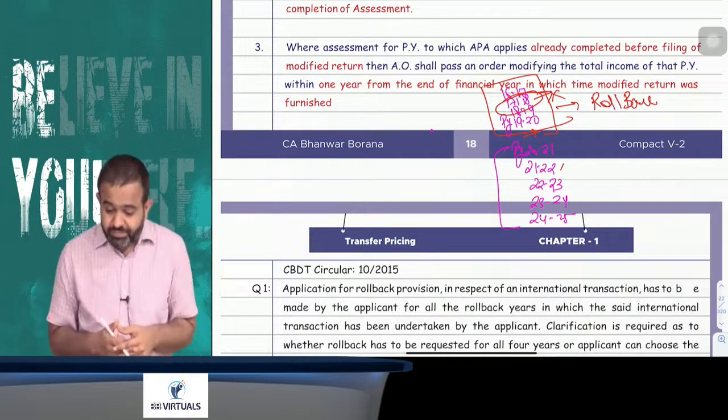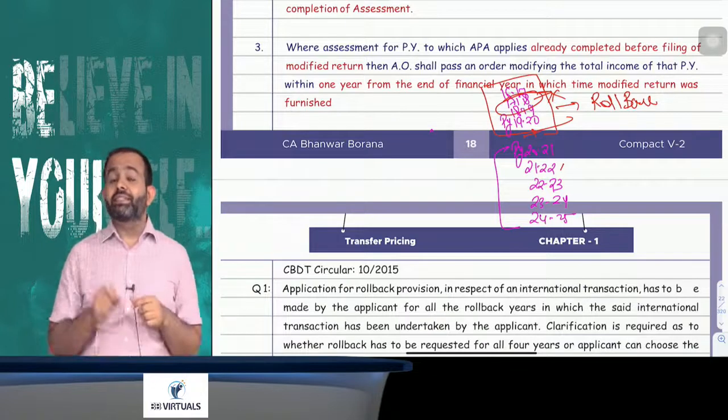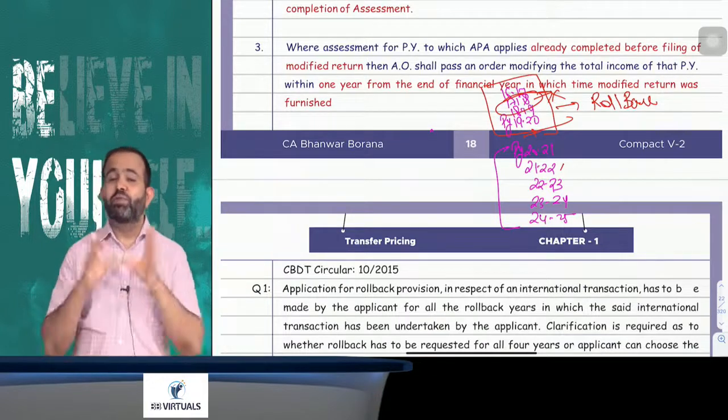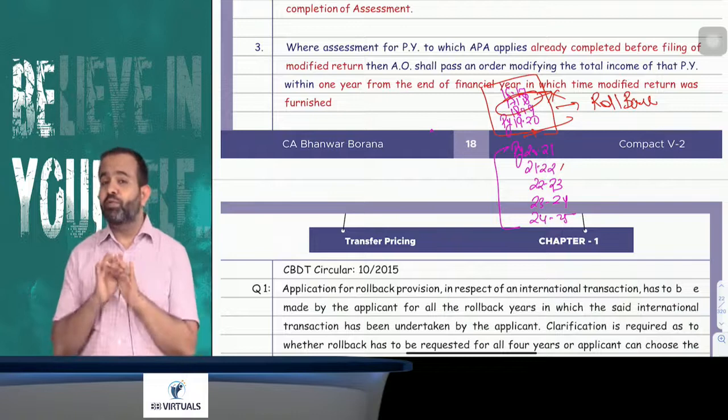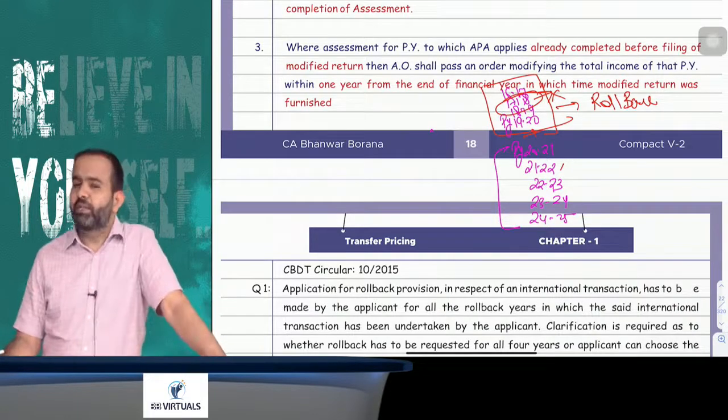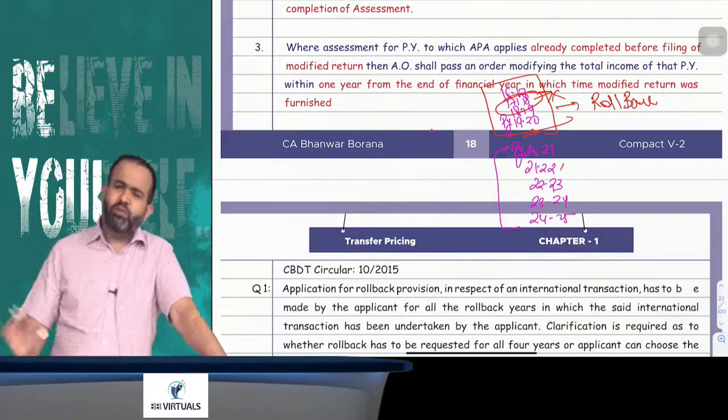One more thing. Suppose for any year the CA report, form 3CEB, has not been filed. Then for that year also rollback is not possible. You got my point or not? Yes. Now one more point, very interesting.